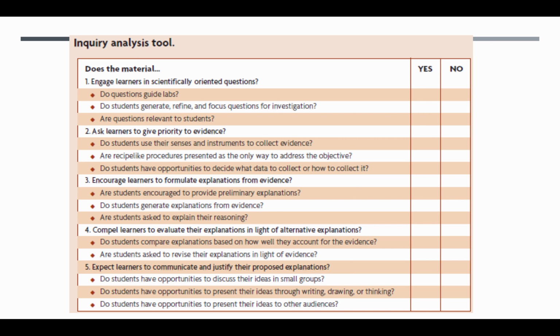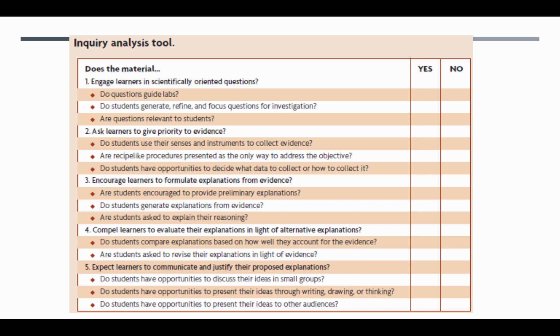Hopefully with this first essential feature of inquiry, you said no to all of these features. No, this lab as it's written right now does not engage learners in a scientifically oriented question. In fact, there's no question at all. If a teacher were just to follow this, they wouldn't even know what they were doing, except they could figure out that they were putting nails into salt water and fresh water, and it has to do something with rusting.